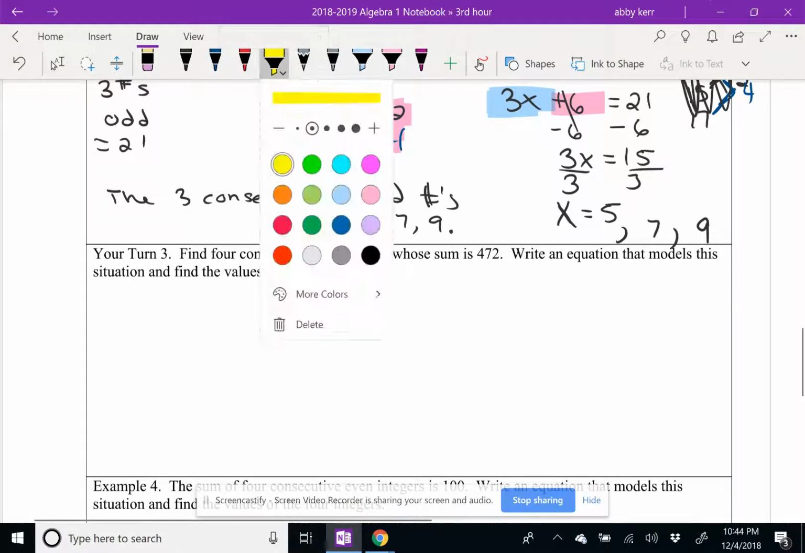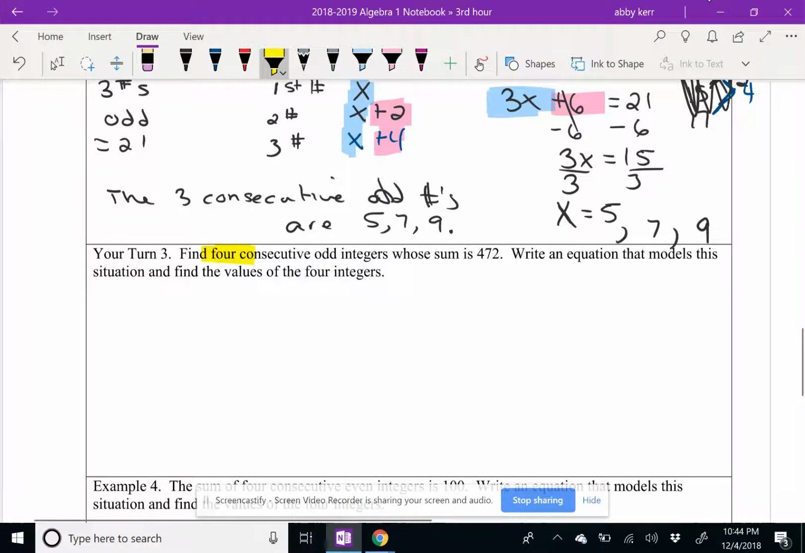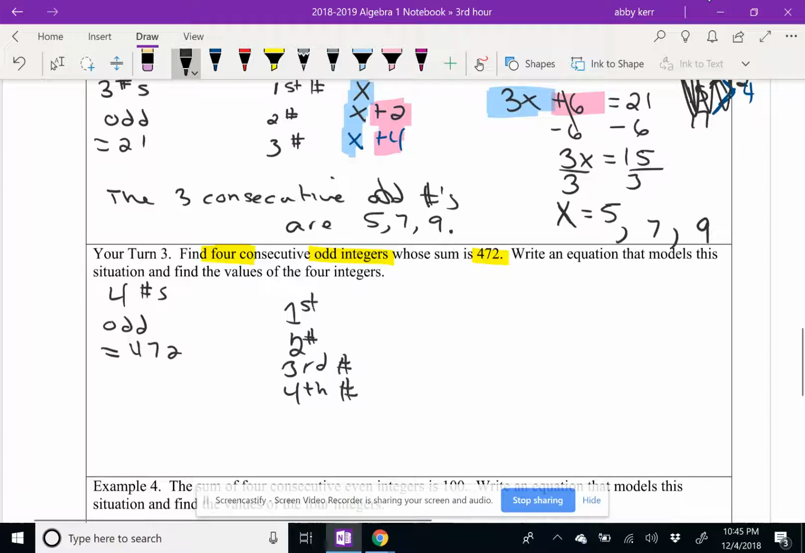The most numbers I will ever do is 4. 4 consecutive odd, sum is 472. So I know I'm going to have 4 numbers. They're going to be odd, and they're going to equal 472. So I'm going to write first number, second, third, fourth. Always x, then x plus 2, x plus 4, and then x plus 6 because we're skipping numbers.